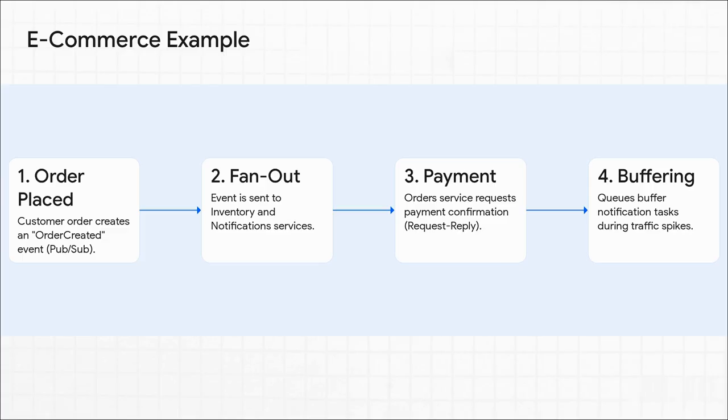And what if the notification service gets totally overloaded with emails to send? No problem. Simple queues act like a buffer, like a shock absorber, holding on to those tasks so not a single one gets lost in the chaos.